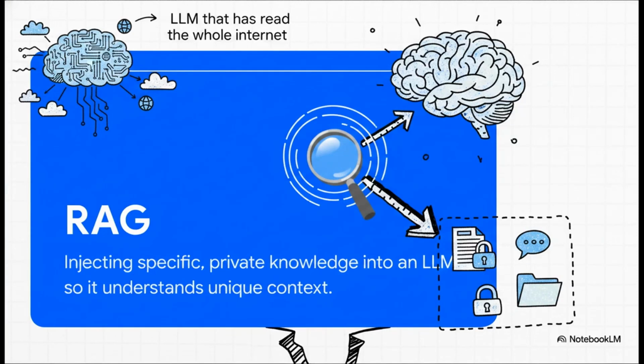Now, I mentioned RAG just a moment ago. That stands for Retrieval Augmented Generation. Remember, the LLM has already read the whole public internet, but it definitely hasn't read your company's private chat history or your proprietary internal PDFs. RAG is the vital bridge that securely injects your specific private knowledge base directly into the LLM. It gives the AI the exact context it needs to actually be useful for your specific business.